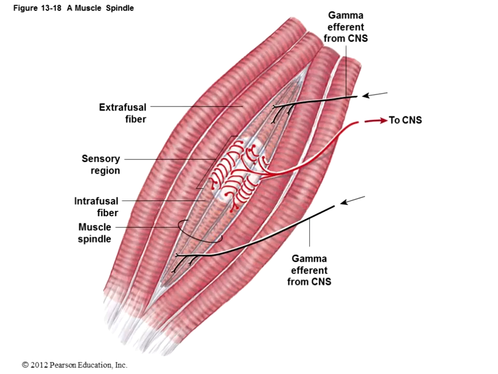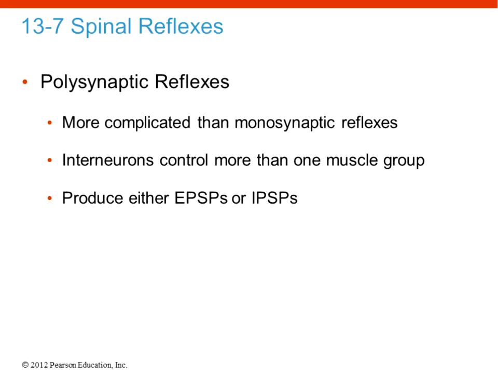This image just shows where the receptor is in the muscle fiber itself, and then ultimately the muscle will respond by contracting. So that's a great example of a monosynaptic reflex.